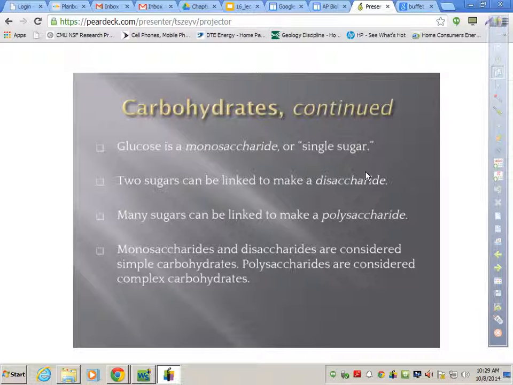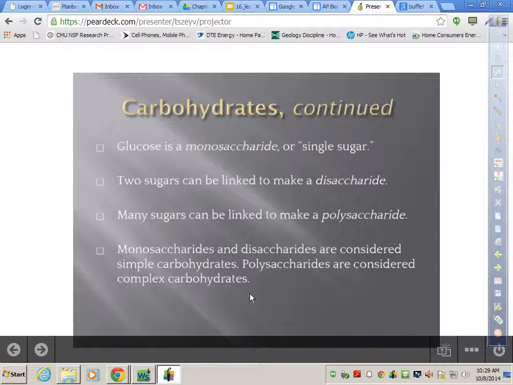Sucre, that is Latin for sugar or sweet. So that's where that word comes from, just so you know. Monosaccharides and disaccharides are considered simple carbohydrates. Polysaccharides are considered complex carbohydrates.